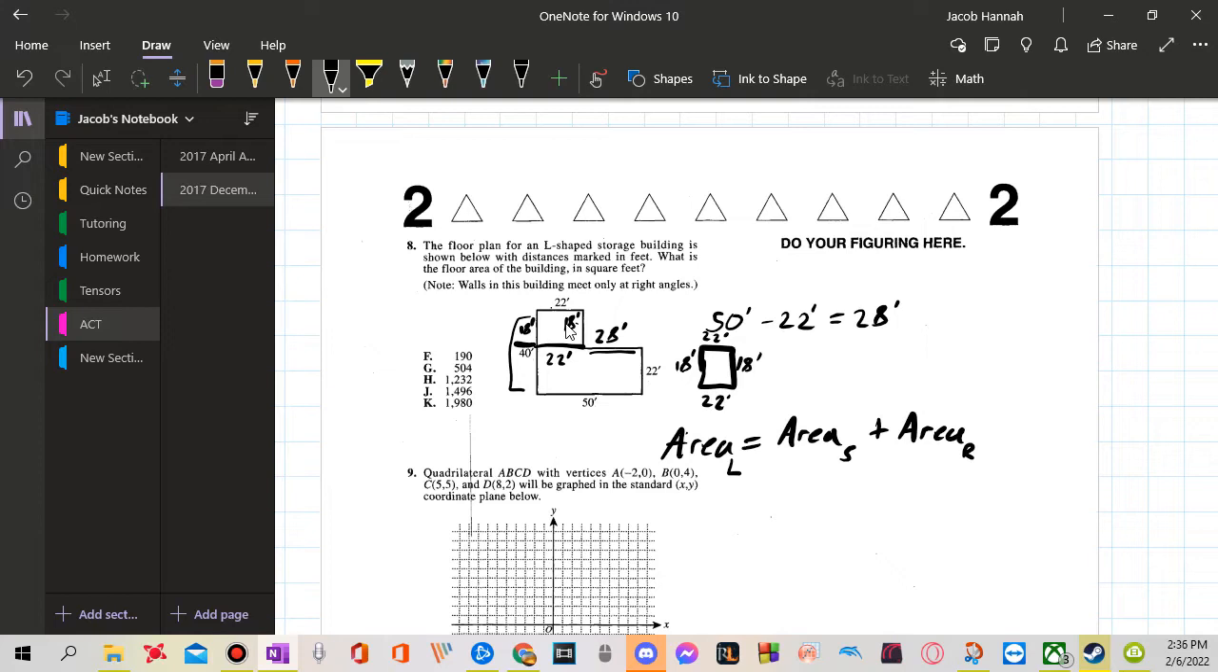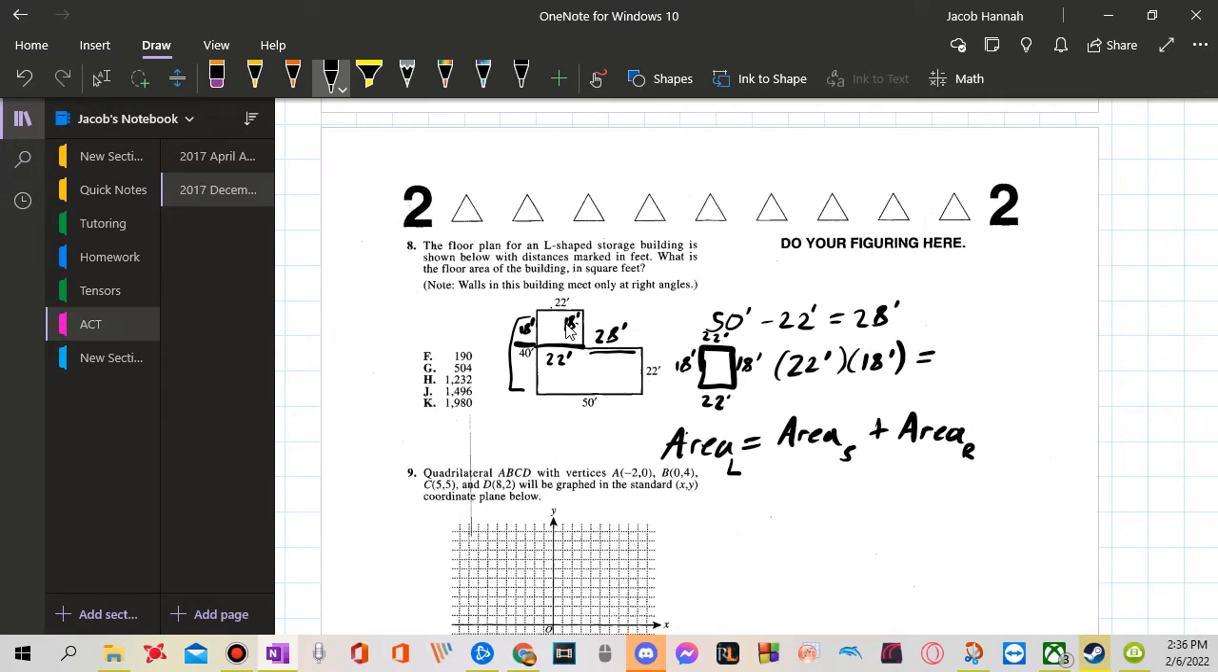It's nice to make little equations like this on the fly, and not just know equations, though it's nice to know equations too for specific problems. But for this, you want to know intuitively what's going on, so you get it right and move on. So the area of S, the square, is 22 times 18 square feet.